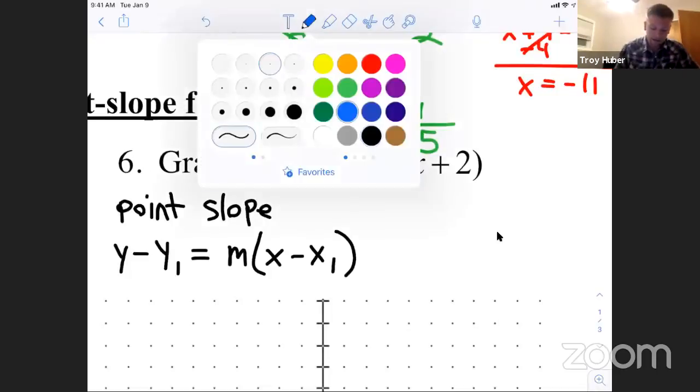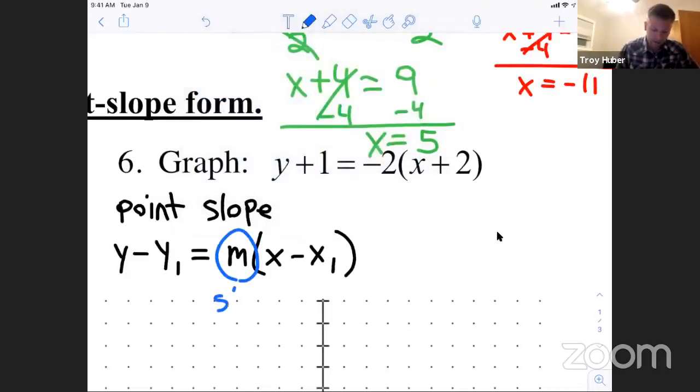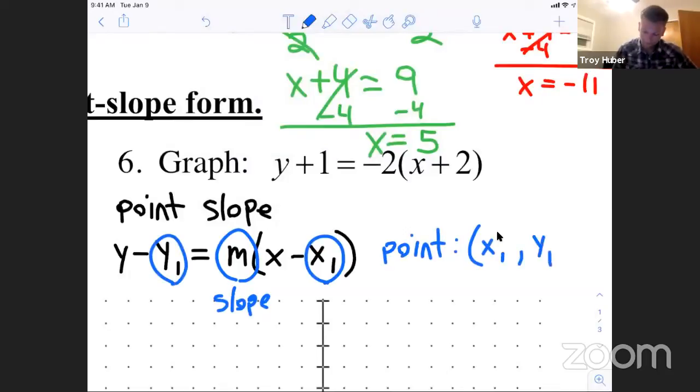All right. This m, again, is our slope. All right, but then we're also given a point. So we have the point x1, y1. Now, what you have to watch out for, all right, is these minus signs here. That means the opposite. All right, so we'll look at an example and it will make some more sense.